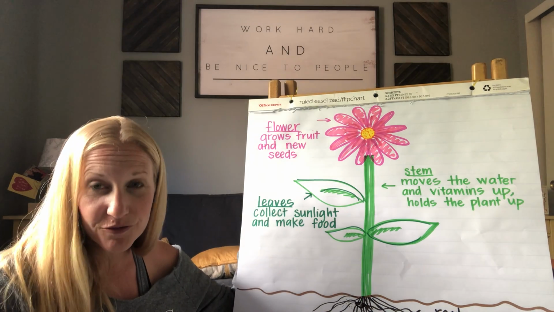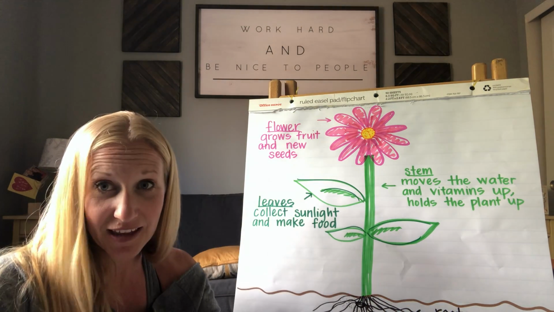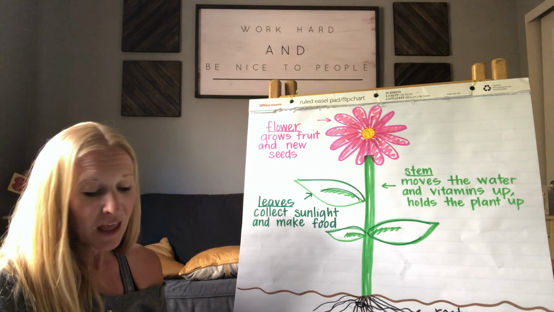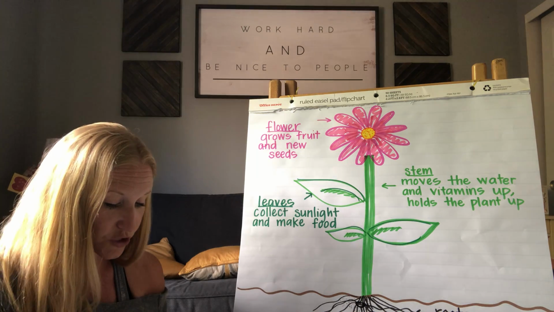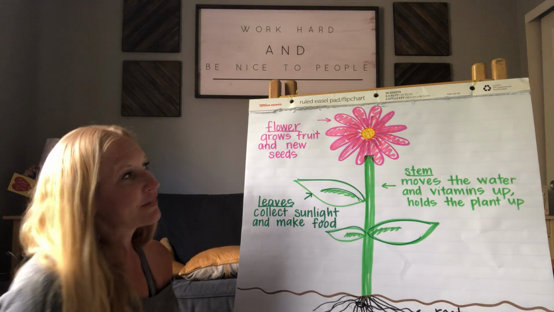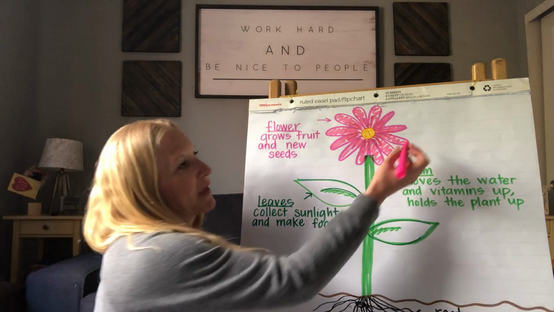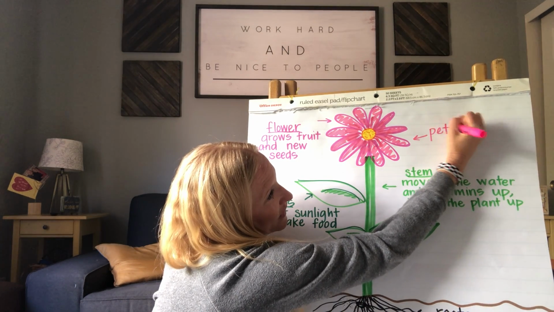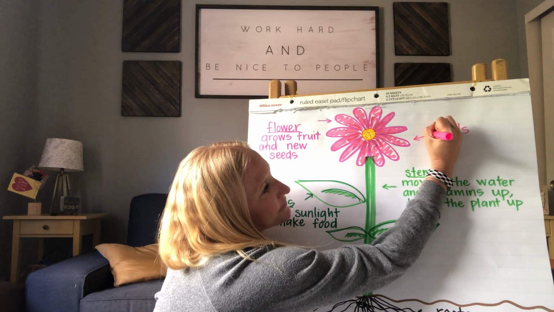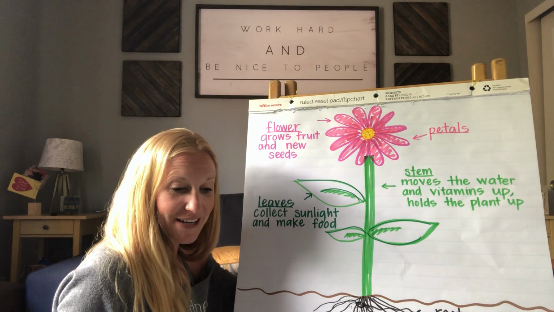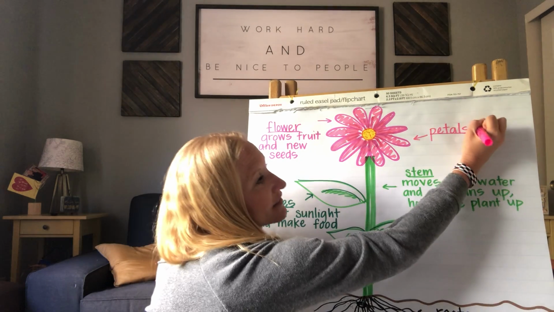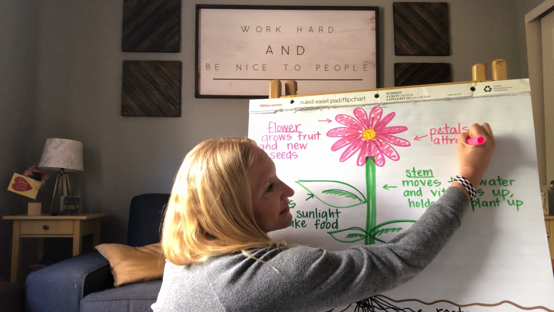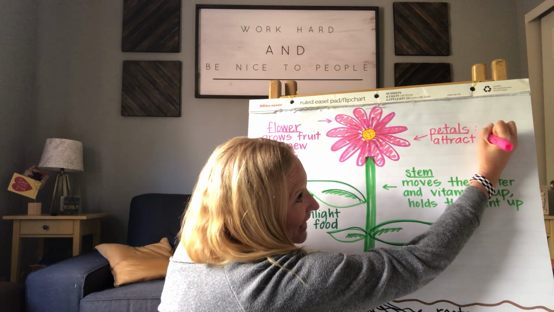So it's so important for plants to keep reproducing and having their babies. They need to grow that fruit and those new seeds. On the other side, we're going to label the petals. And the reason for this is those petals are usually always gorgeous colors. Have you ever noticed that? They're usually bright, and that's because they attract insects.